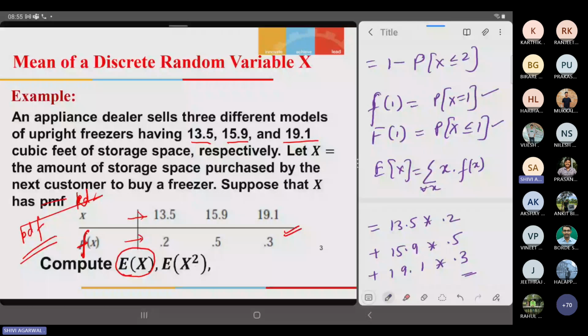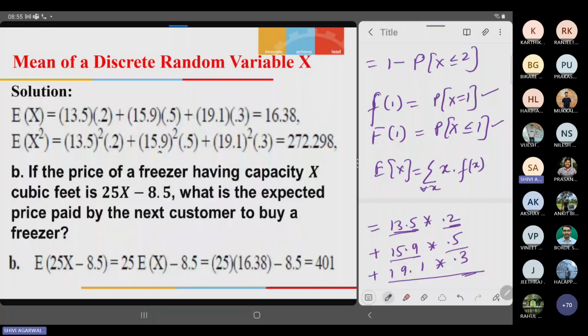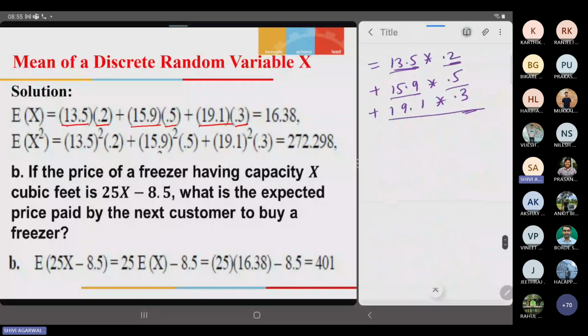This is completely formula based. Actually here we are finding the expected value. So x multiplied by its probability density function, and we are taking the addition of all. I will show you: 13.5 multiplied by 0.2 plus 15.9 multiplied by 0.5 plus 19.1 multiplied by 0.3. Similarly, we can find the expected value of x square. So the expected value of x square is what? We are just taking the summation of x square, whatever the variable is, multiplied by its probability density function, summation for all x.